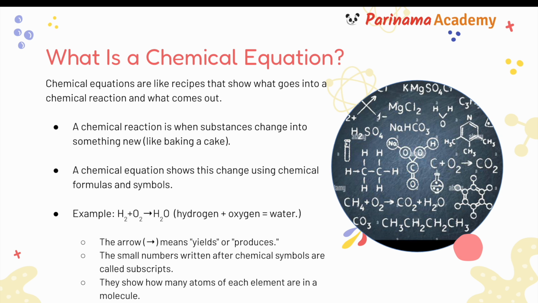The small numbers written after chemical symbols are called subscripts. They show how many atoms of each element are in a molecule.